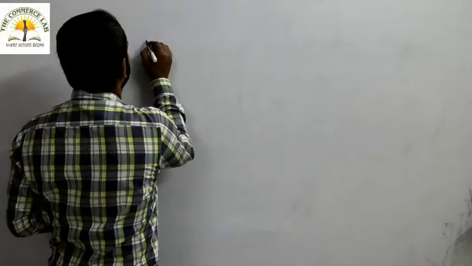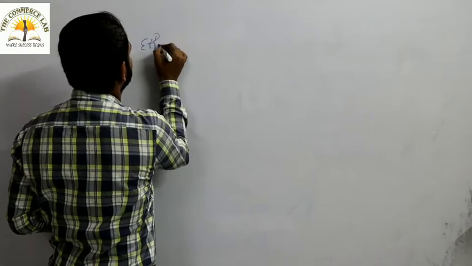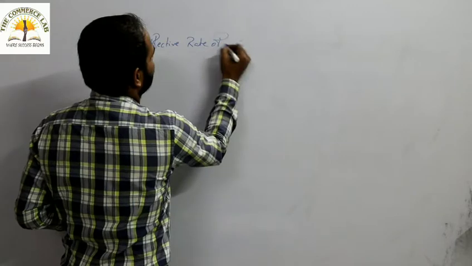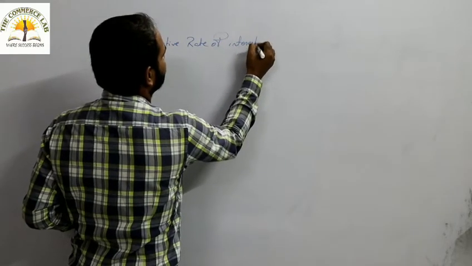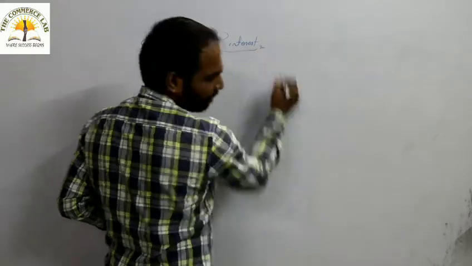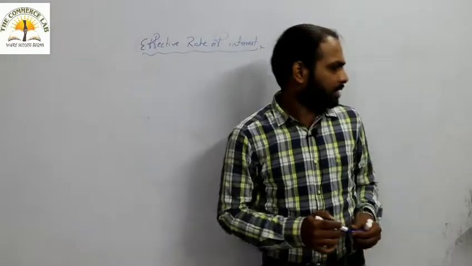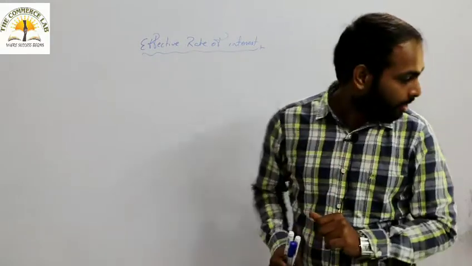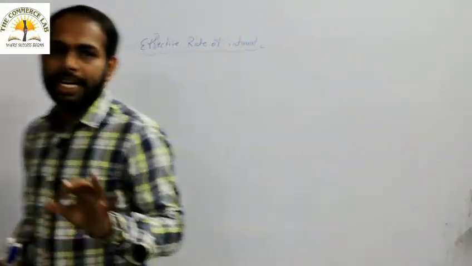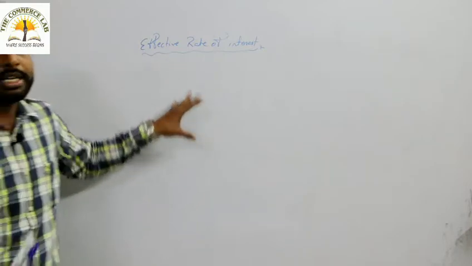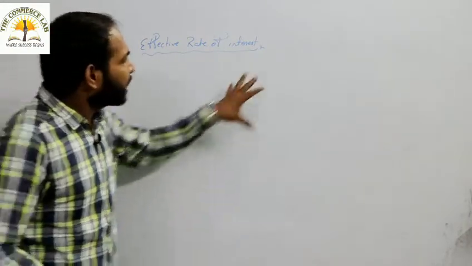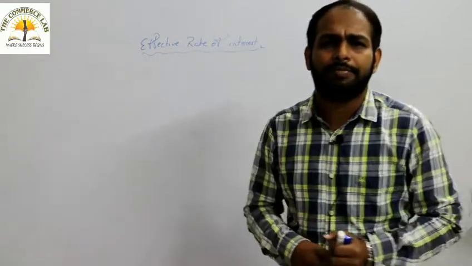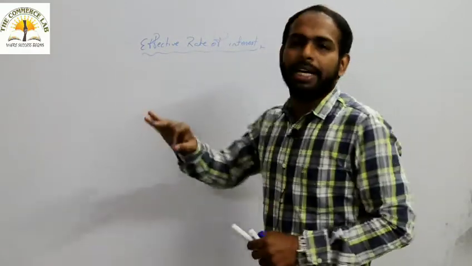Let's come to the next part. Effective rate of interest. So what do you mean by effective rate of interest? When an amount is compounded once a year at a certain rate of interest, that rate of interest is known as nominal interest.